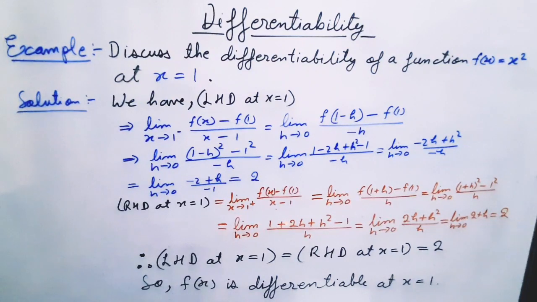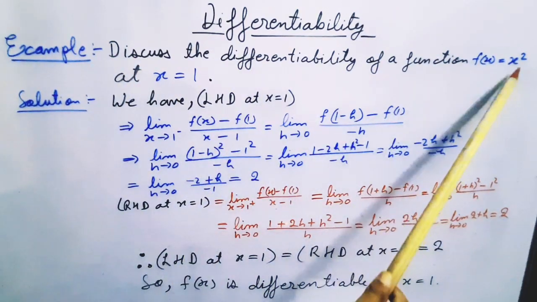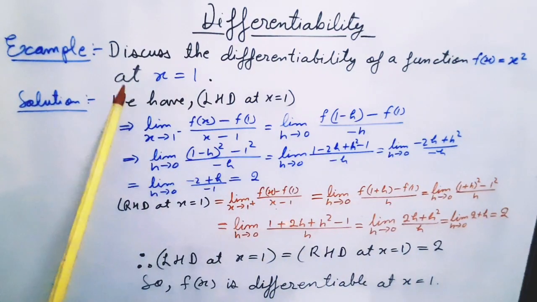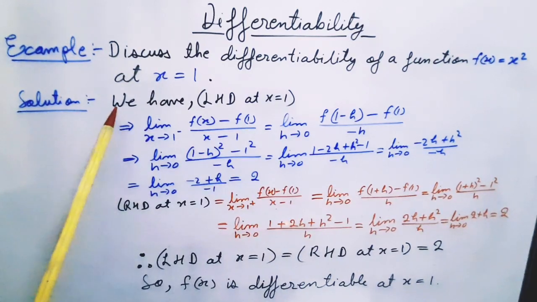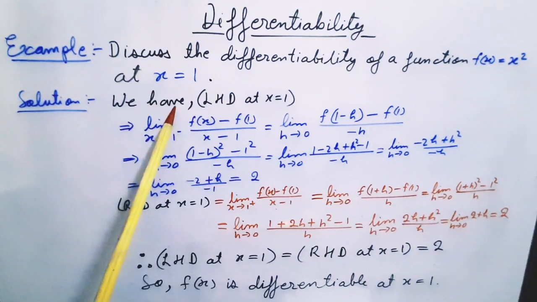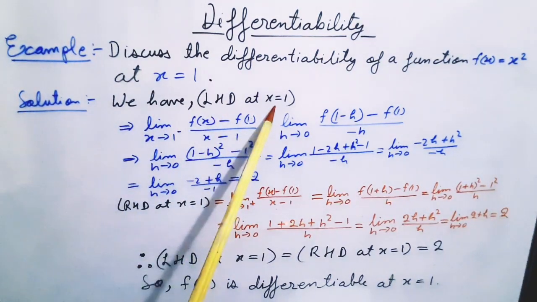So let us understand this concept with the help of one example. For example, discuss the differentiability of a function f(x) = x square at x = 1. So in the solution, first of all we have to find the left hand derivative at x = 1.